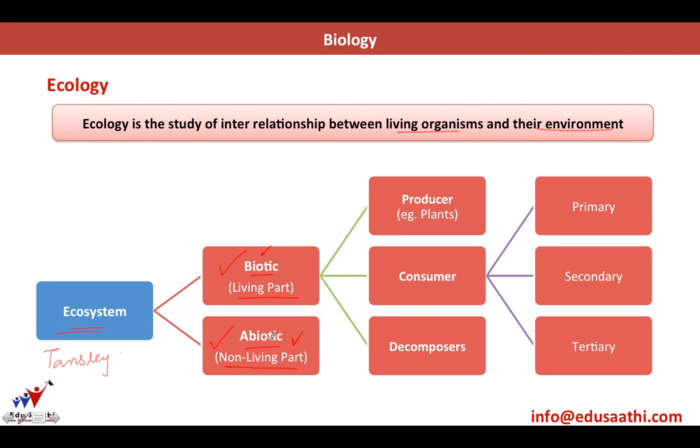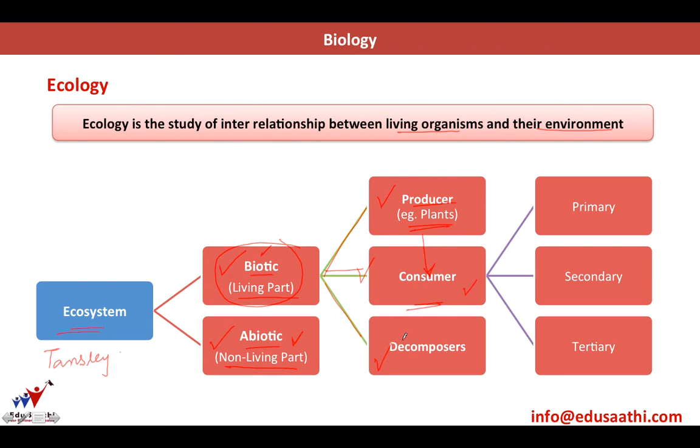of the abiotic component. The biotic component, which is the living part, can be further divided into three parts, and they are producer, consumer, and decomposer. So if I talk about producers, those who can make their own food are categorized as producers, for example, green plants. Consumers are those who consume the food made by others. So if the plant is making the food, the food is consumed by the consumer.